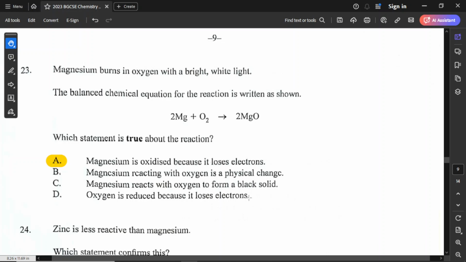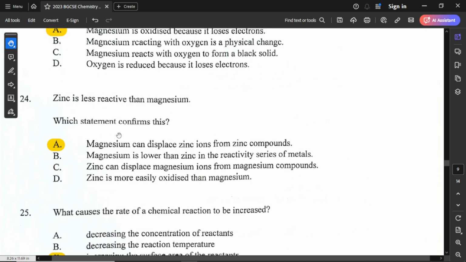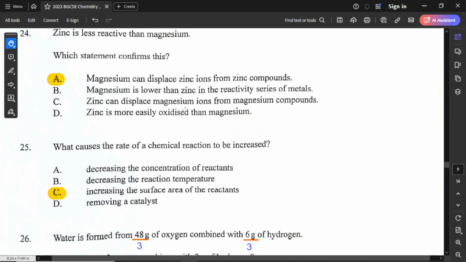All right, so let's jump into 24. It says zinc is less reactive than magnesium. Which statement confirms this? If zinc is less reactive, then magnesium can replace it. So magnesium can displace zinc ions from zinc compounds. Definitely so. If zinc was more reactive, then magnesium could not replace or displace it. All right, so A is correct for that one.